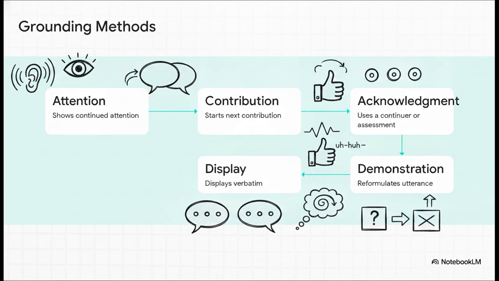Researchers Clark and Schaefer actually mapped out how we ground each other, from the weakest signals to the strongest. It starts with just paying attention, then naturally moving to the next relevant point. Then we use explicit acknowledgments, stuff like nodding or tossing in an aha or a yeah. Moving up in strength, we use demonstrations, like paraphrasing what someone just said. And at the very top is a full display, where we repeat their words verbatim just to absolutely guarantee we nailed it.